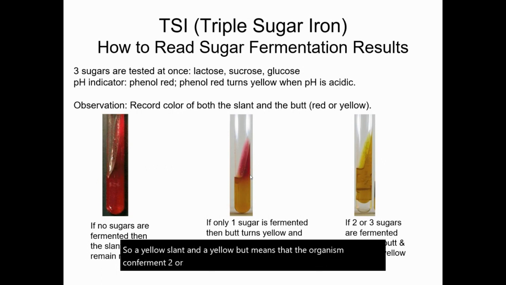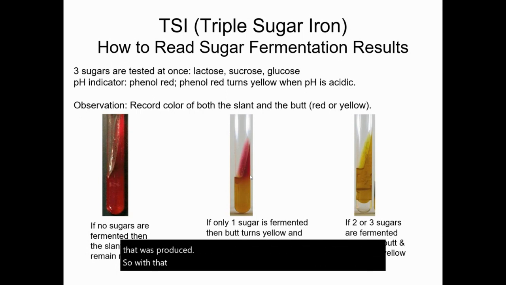So a yellow slant and a yellow butt means that the organism can ferment 2 or 3 sugars. Now you'll also notice that there is a gas bubble at the bottom. As a result of fermentation, some organisms also produce gas. And we're able to see that in the media because you'll see how the media came detached from the bottom of the tube due to all the gas that was produced.